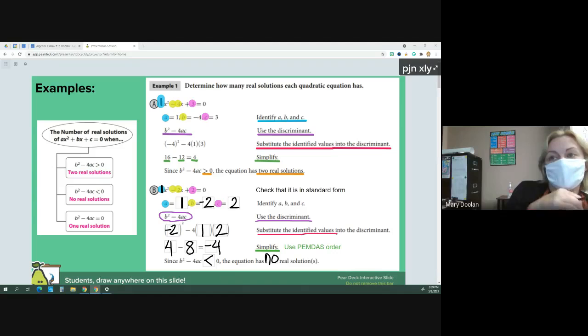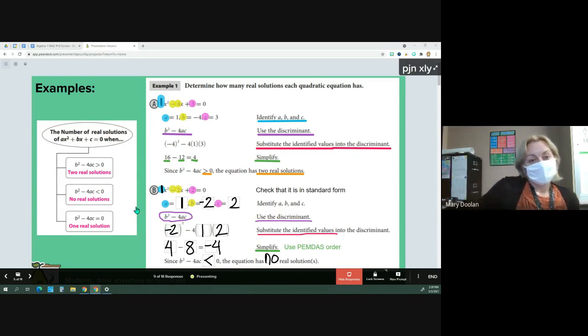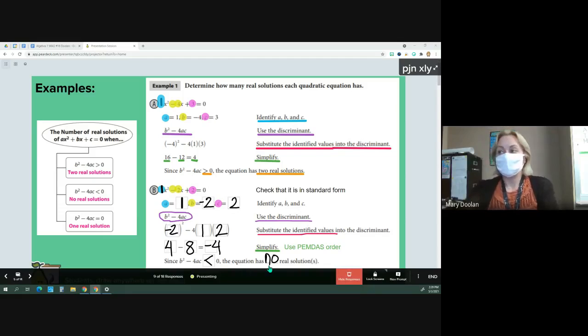Okay, you can't take the square root of a negative number, and that's what we would be doing, because this is what would be under the square root symbol. This is what b squared minus 4ac is equal to. So when you're solving a quadratic equation, and you're trying to use the quadratic formula by evaluating your discriminant, you may find out that you can't even solve it, and then you just write that there's no real solution.